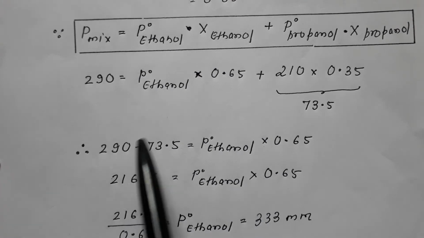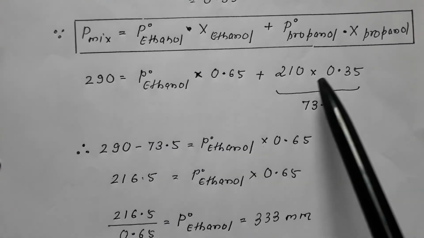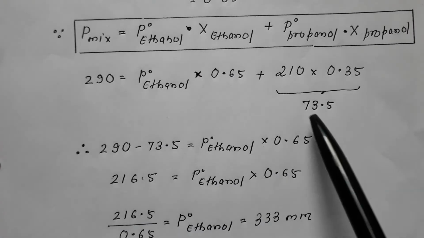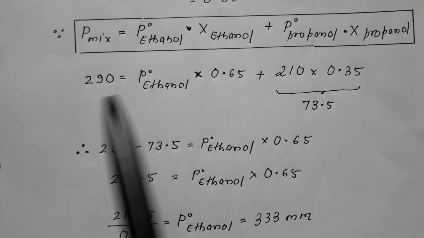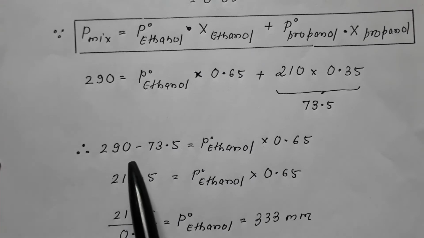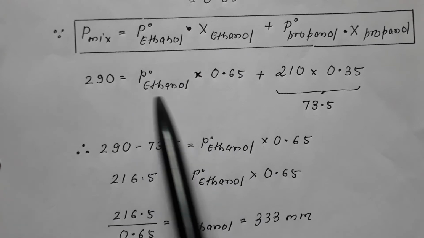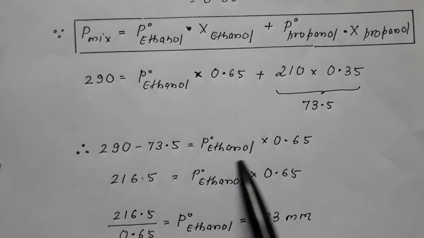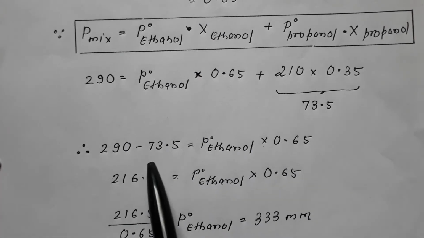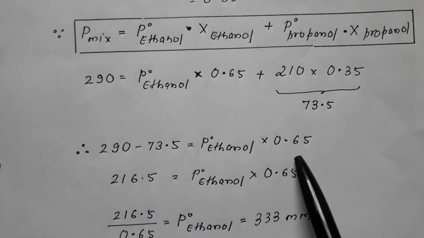So it would be 290 is equal to the vapor pressure of pure ethanol into 0.65 plus 210 into 0.35. Now this value comes to be 73.5. If I take 73.5 to the opposite side, it would be 290 minus 73.5 is equal to the vapor pressure of pure ethanol into 0.65.